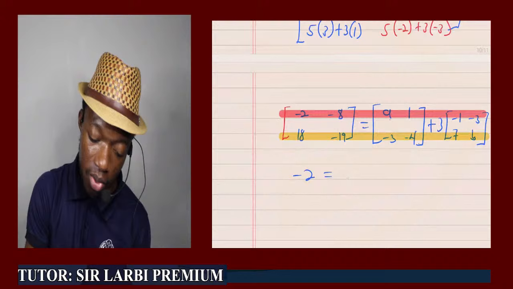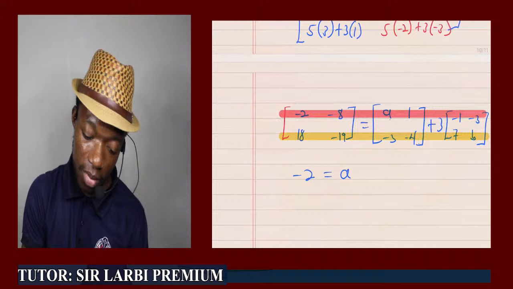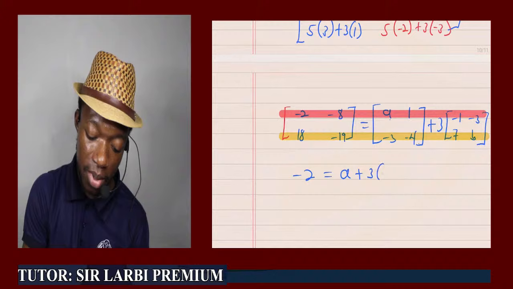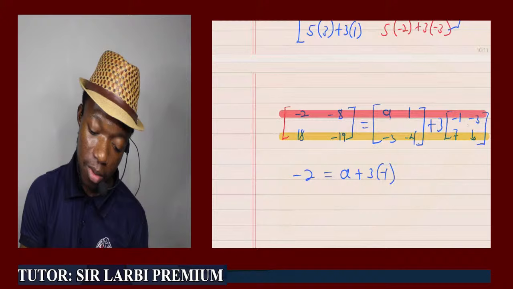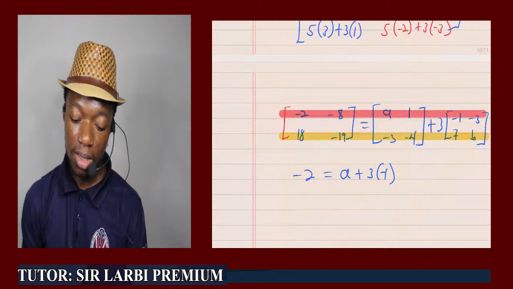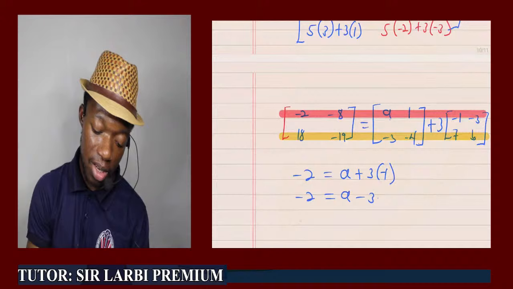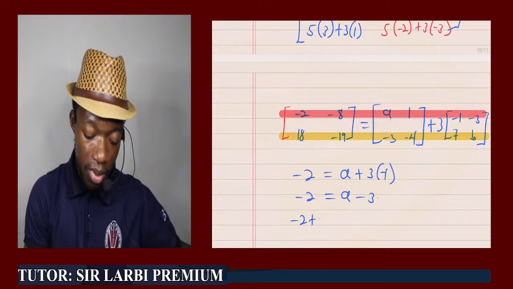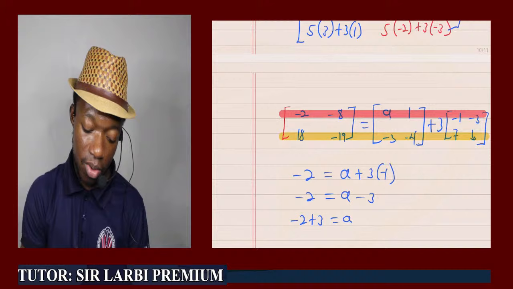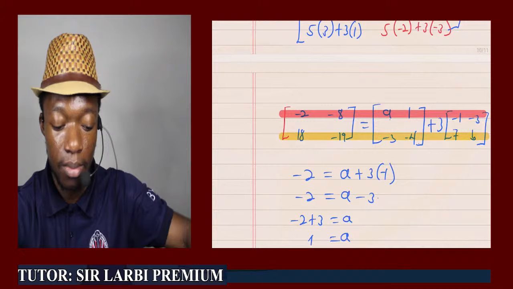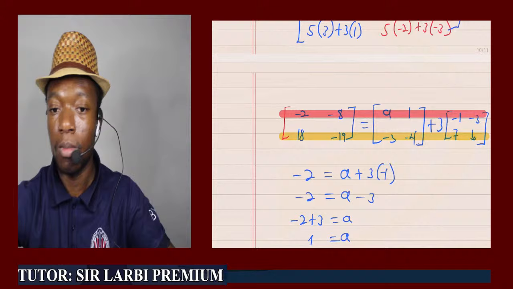I hope you are following that. Being equal to A, plus 3 multiplying the first entry in the third matrix, so 3 multiplying negative 1. This is how it's supposed to be. Because this is what we call scalar multiplication of a matrix. So 3 multiplying negative 1 gives us negative 3. So when negative 3 joins negative 2, it becomes, sorry, I said negative, it becomes positive 1. So we have negative 2 plus 3, and that should give us A. So we have positive 1, and A is equal to 1. So if A is equal to 1, then we are good to go.